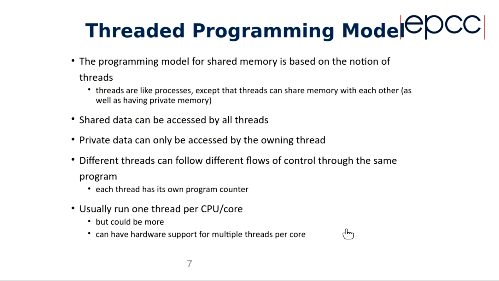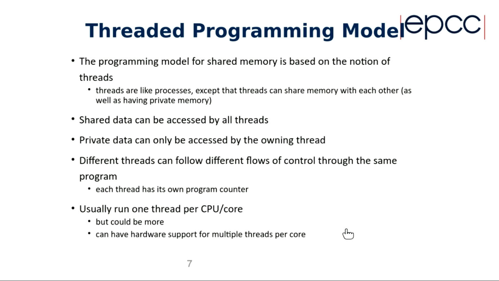Okay, so let me now talk a little bit more down at the software level. The programming model for shared memory is based on the notion of threads. So what are these threads? Threads are like processes, but the main difference is that by default, threads can share memory with each other, as well as having their own private memory. Typically, if we have multiple processes running, then they have separate logical memory spaces, and you have to do something special to make processes share memory. Whereas threads, by default, have some shared section of the address space that they can all access.